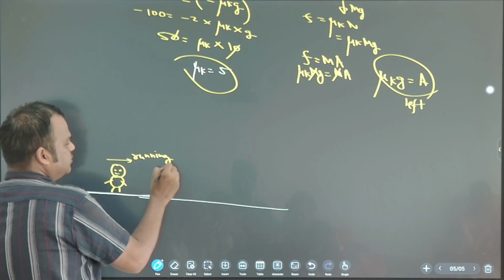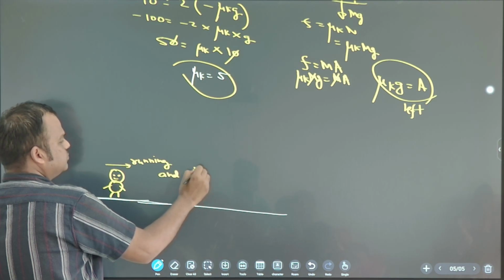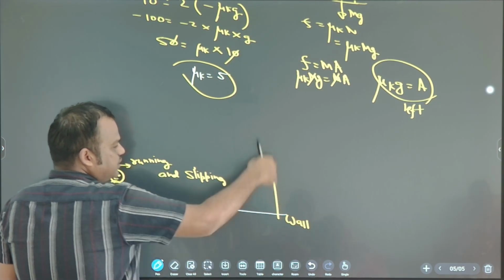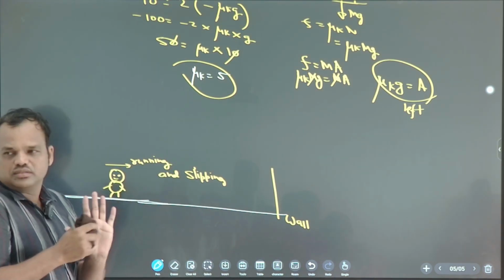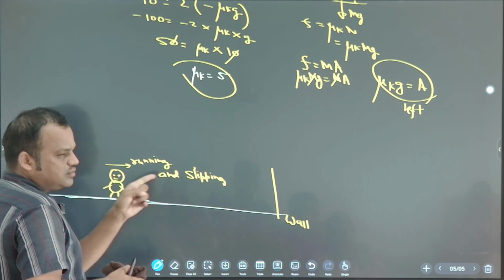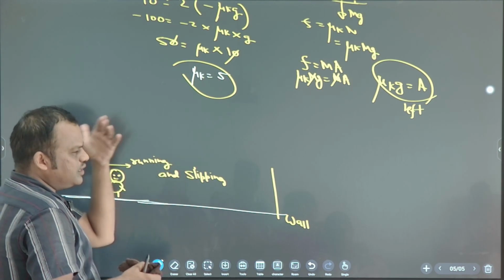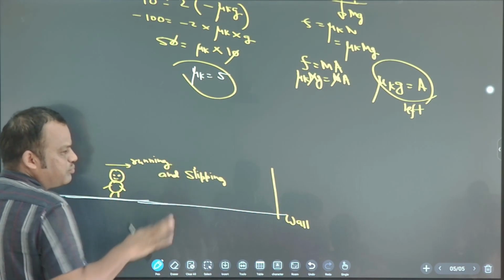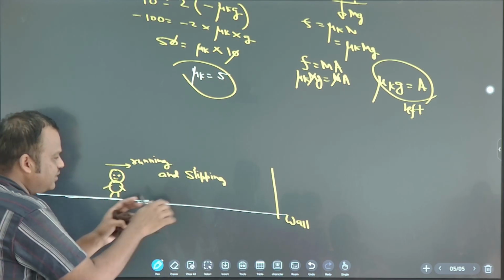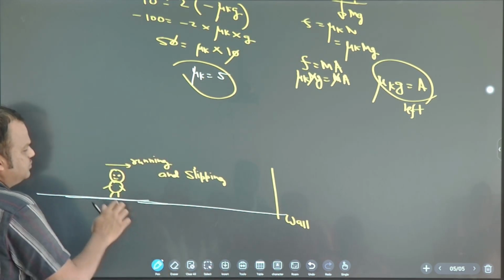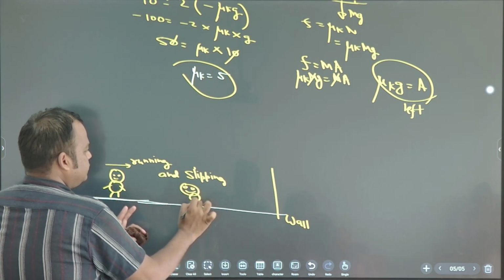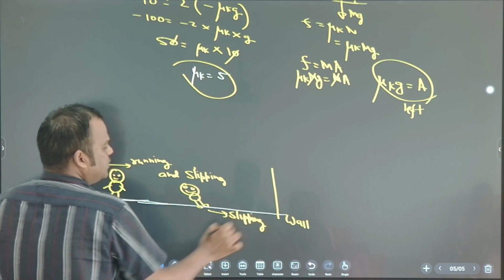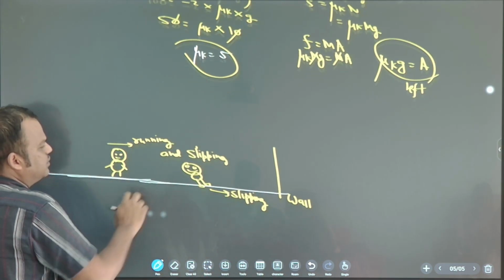So what type of friction is acting, static or kinetic? When the kid is running and now wants to stop, a wall is there. Otherwise the kid will hit the wall, correct? And head injury, correct? So the kid knows it. Wall is there, I have to stop. So instead of running, the kid is slipping like this. What type of friction is there? Kinetic friction is there.